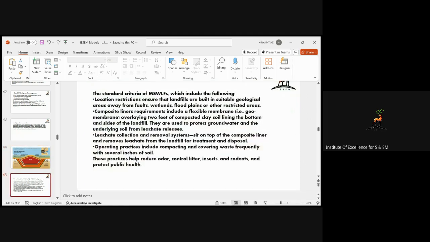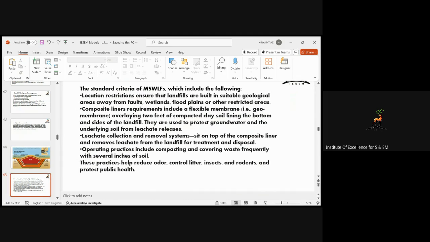Next, if you want to install a municipal solid waste landfill, then you must meet standard criteria. For instance, location restrictions: you must ensure that the landfill is built in suitable geological areas away from faults, wetlands, floodplains, or any other restricted area. The second is the composite liner requirement. Whenever you deal with municipal solid waste, you must use composite liners. I already told you that composite liners are a combination of geomembrane and clay.